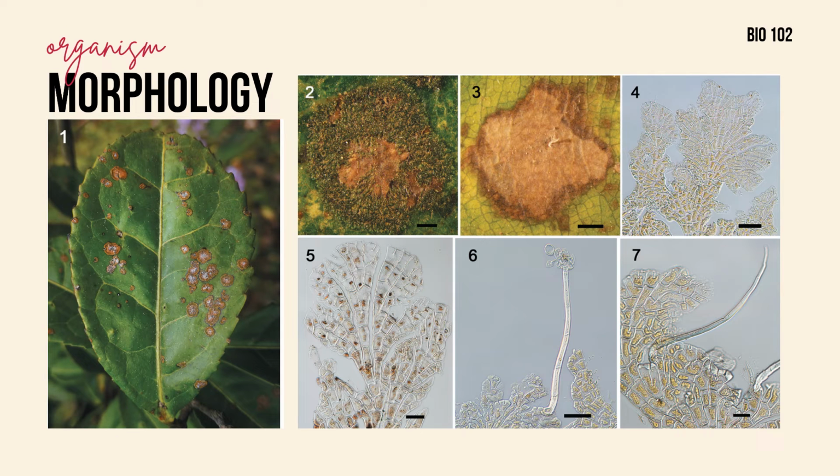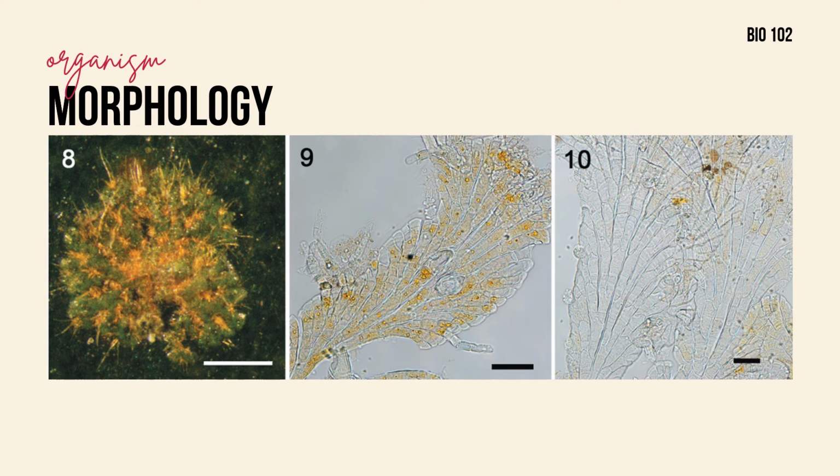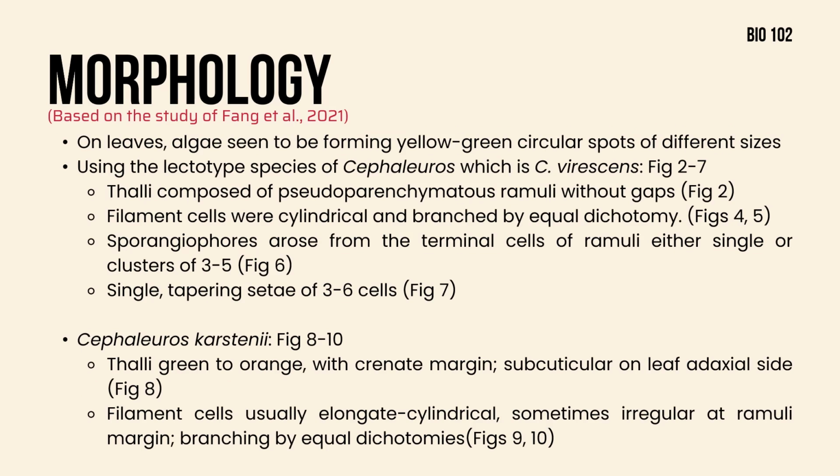So we will now move on to the morphology of the organism. In this slide, we see in figure 1 what Cephaleuros looks like when seen by the naked eye. In figures 2 to 7, a specific species is observed, along with figures 8 to 10. We will discuss each figure in the following slides. All details are from the study of Fang et al., and even most of the photos.